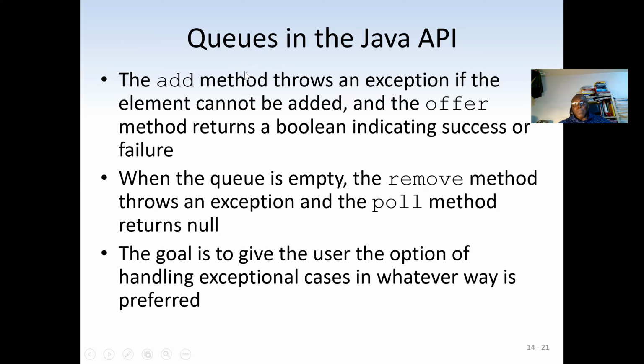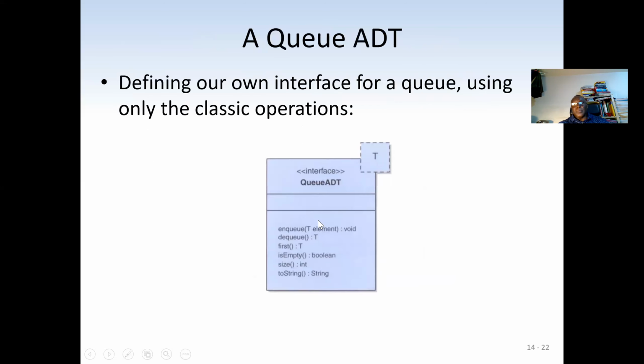So for example, we have the method called add. The add method normally will throw an exception if the element cannot be added. And also we have the offer method that returns a Boolean indicating whether it's a success or failure. We also have a remove method which removes an element from the queue through the front. We also have a poll method. So this is the queue ADT.